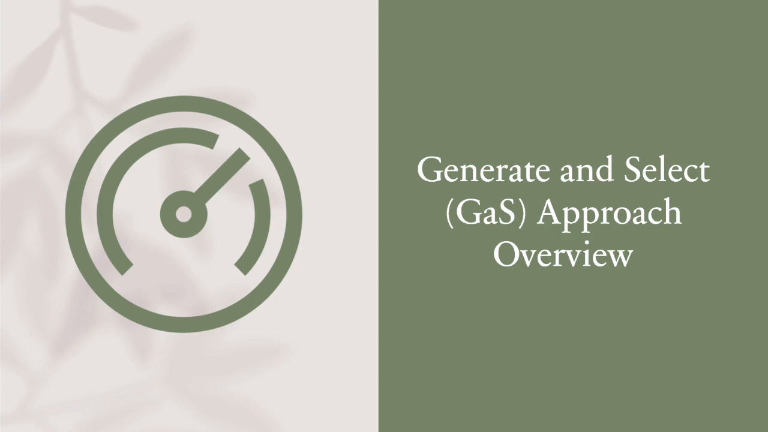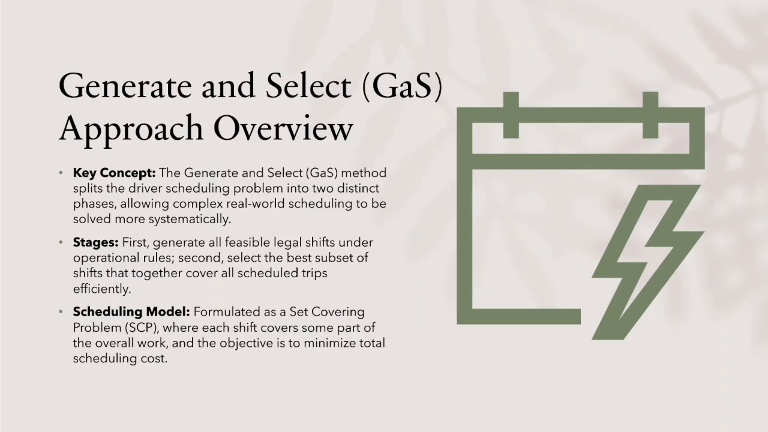Hi everyone, my name is Shivam Patel and I will start with the introduction of the generate and select approach. In large transit systems, assigning drivers to shifts isn't just a matter of connecting trips. We break the task into two main phases, generation and selection. First, we generate shifts that are legal and realistic. Then, we pick the best combination of shifts to cover every scheduled trip exactly once while minimizing total cost.